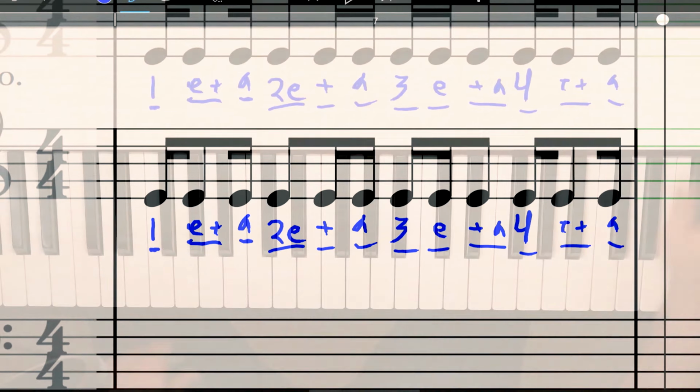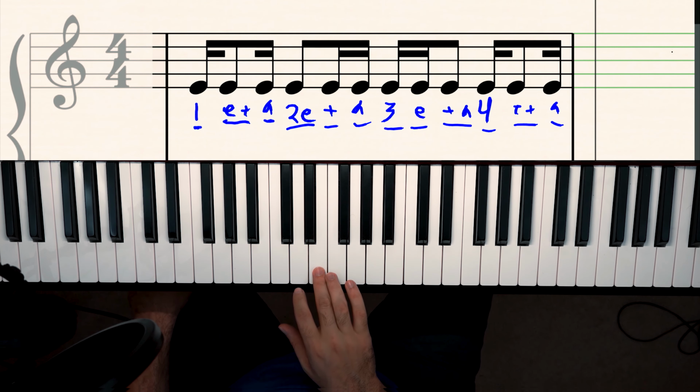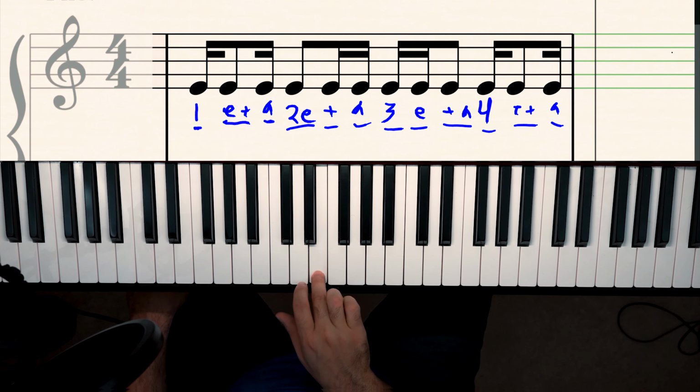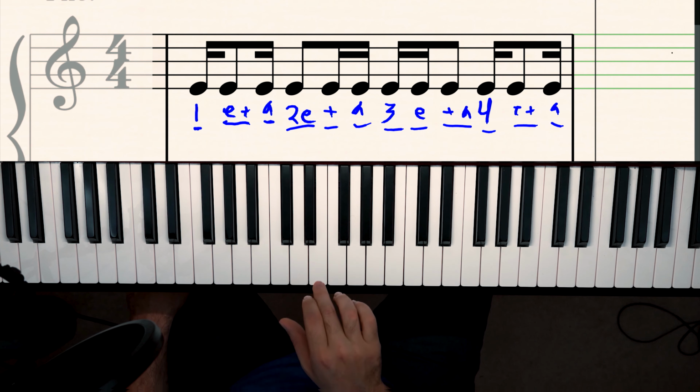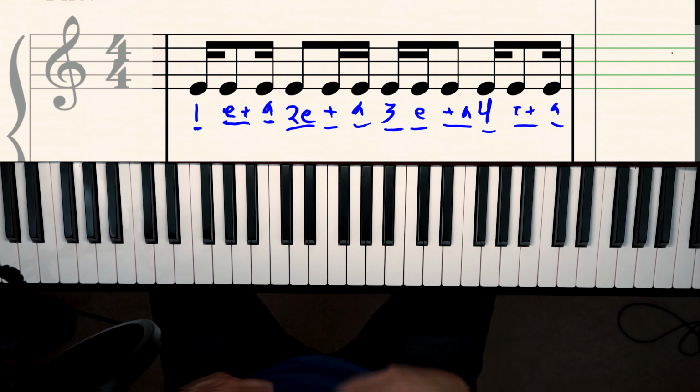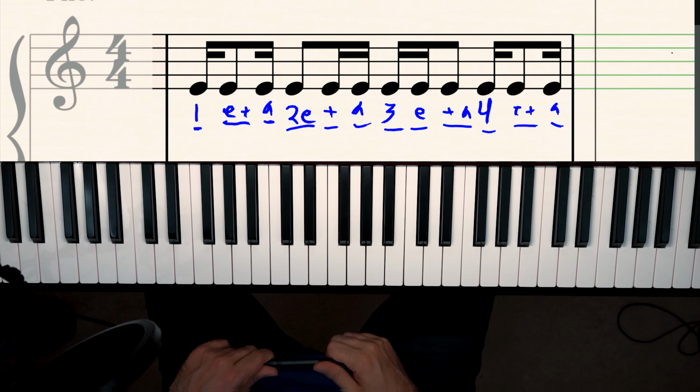So when you're actually playing them, you want to play them nice and slow. So here we go. 1 E and 2 E and 3 E and 4 E and. So I'm pretty good at it. It might take you a couple times to count through.